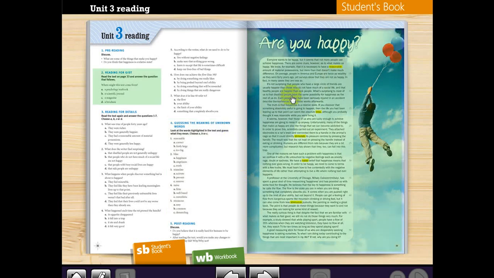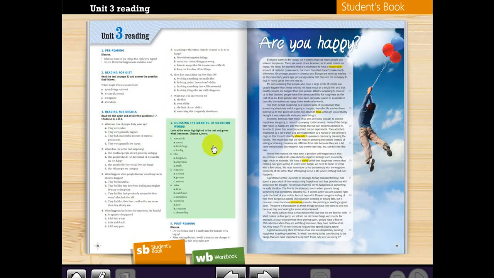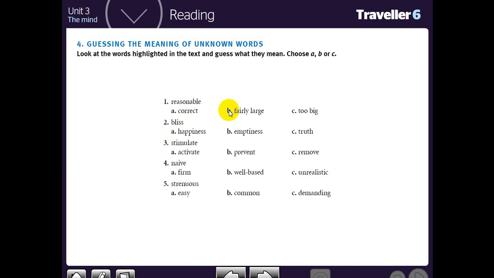The first word is reasonable. Try to understand its meaning through the context: it is necessary to have a reasonable amount of material possessions. Reasonable here, what does it mean? It means big, but not very big, somehow big. Okay, now go ahead to exercise number 4 on the opposite page, 56. Read the word here, try to understand its meaning, then go to question number 4 to answer it. Reasonable in this context means big but not very big, so the answer for number 1 is letter B.